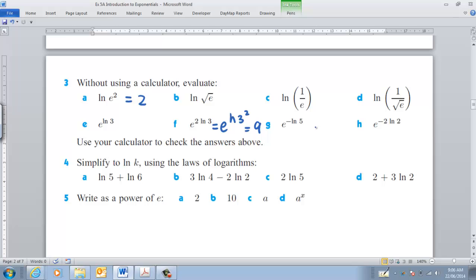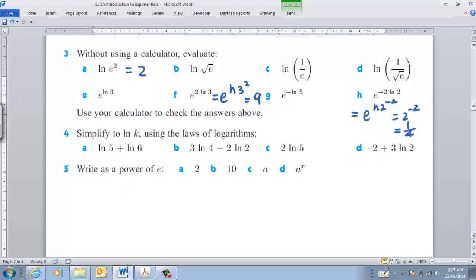Just a little tricky one here. If I was doing, say, h, that's going to be equal to e to the ln of 2 to the minus 2. So we know that 2 to the minus 2 is equal to 1 over 4. You need to have a bit of practice at doing these.